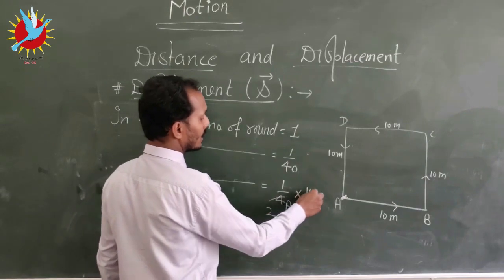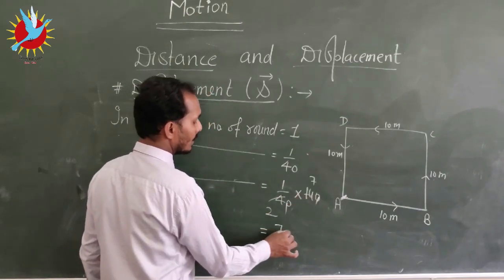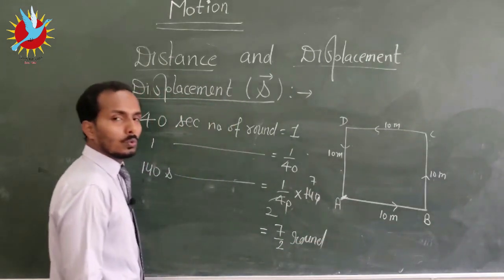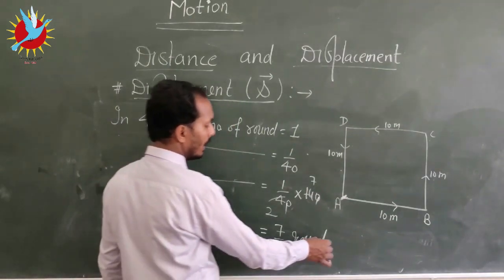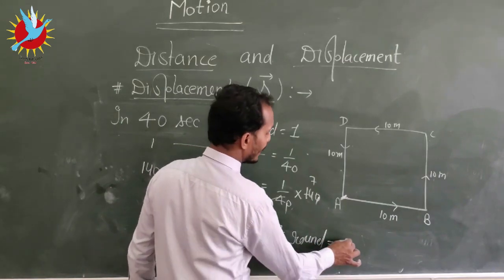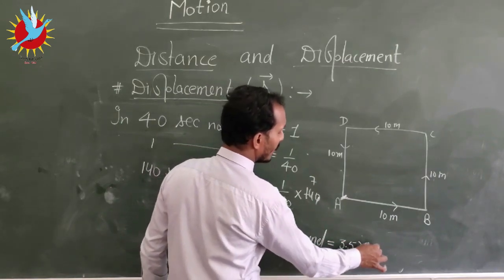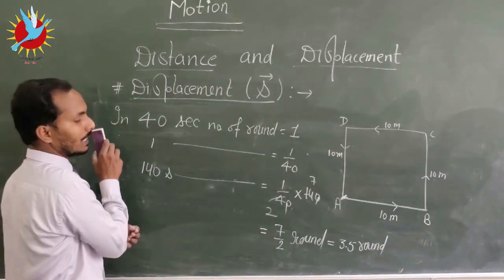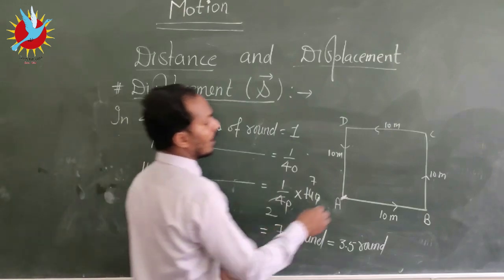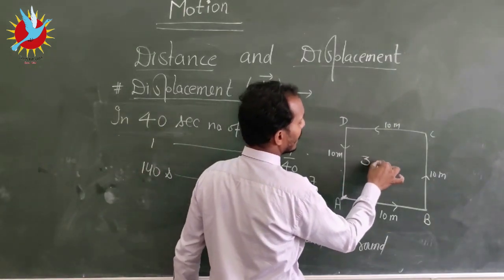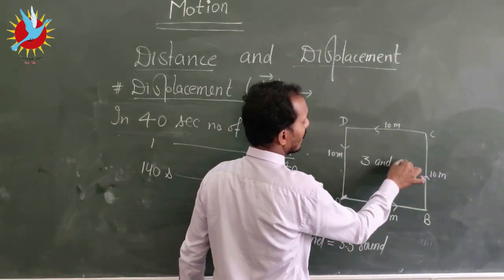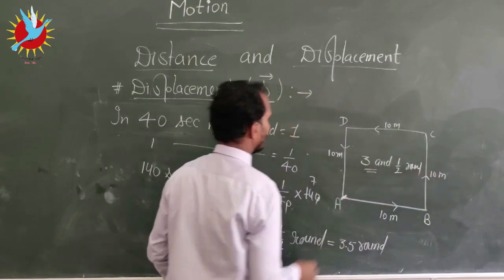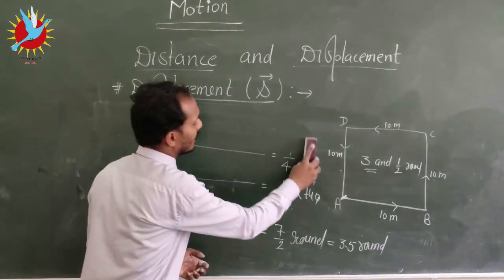This value is 7/2. It means 7/2 rounds. In other words, you can say that it takes 3.5 rounds. So the total number of rounds is 3.5.